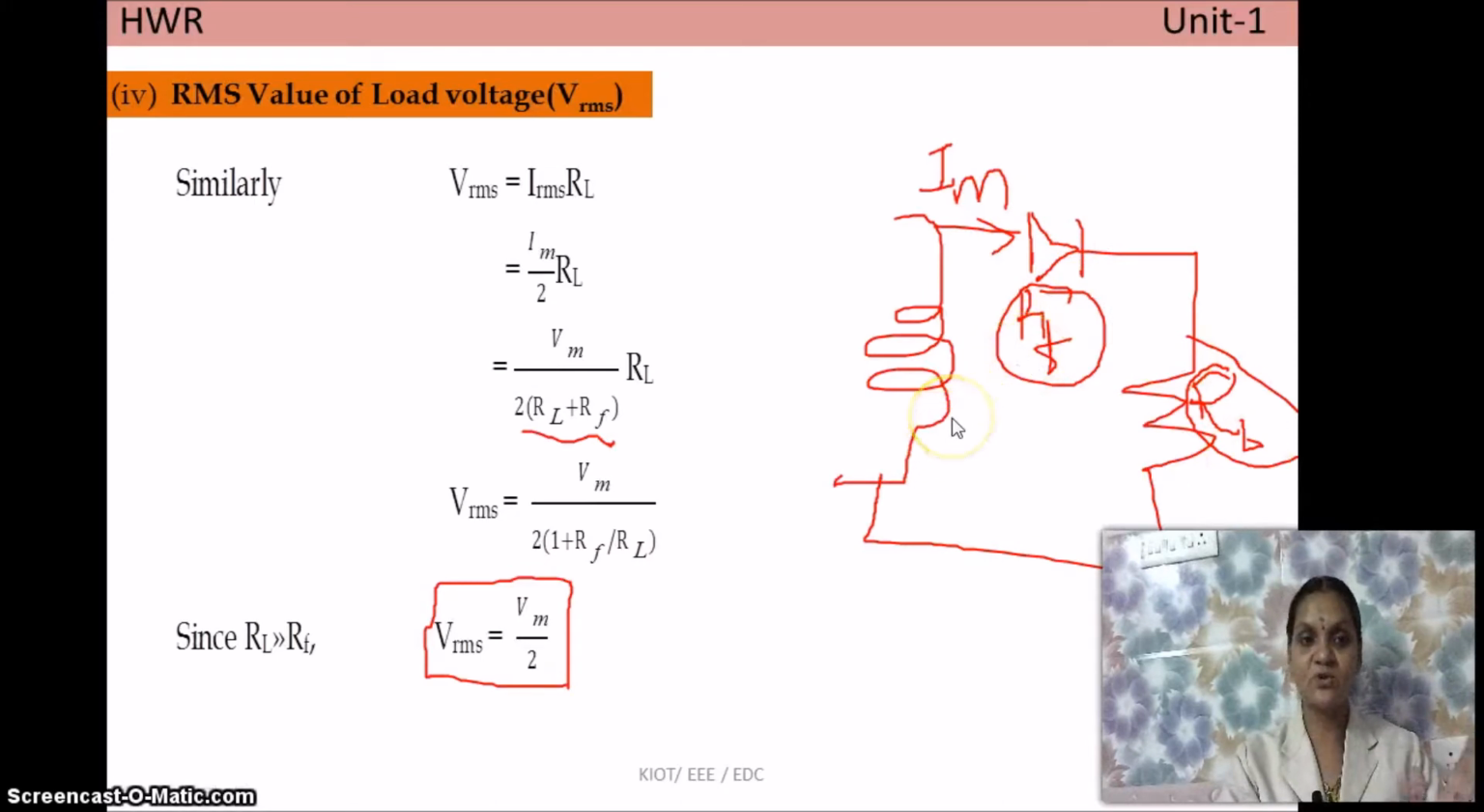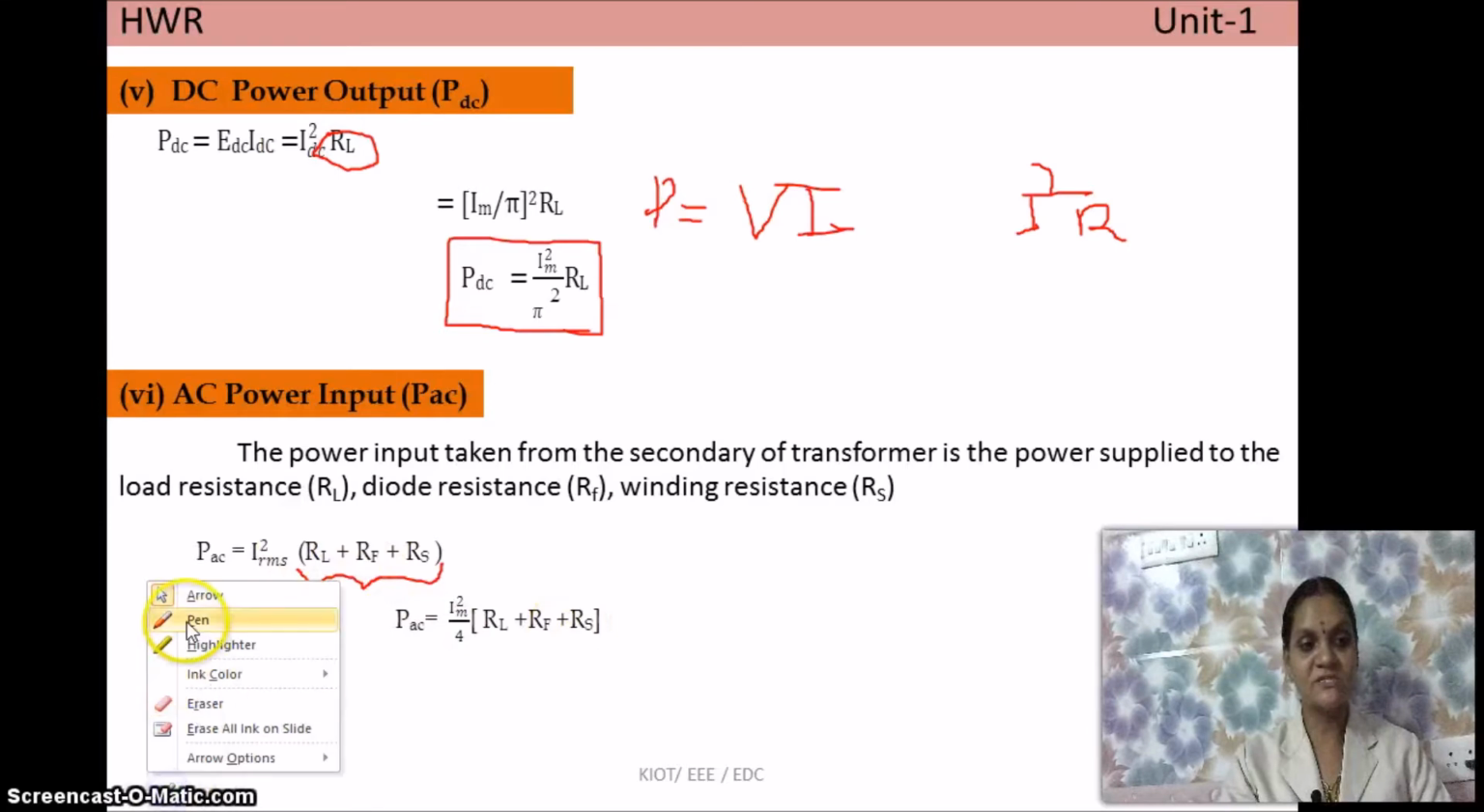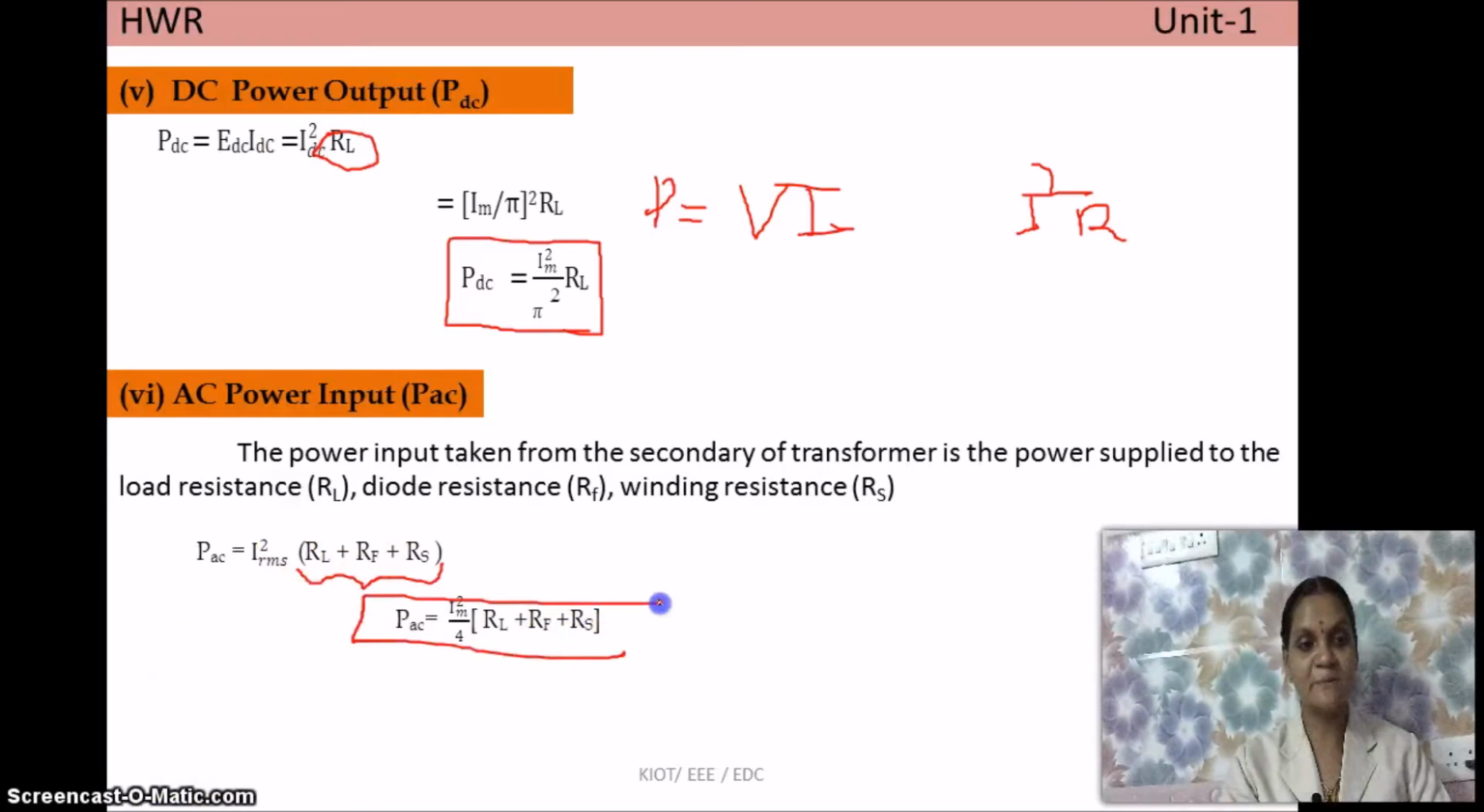So when you are considering the input side, three resistances are included. All three resistances we need to include: RL plus RF plus RS. All three resistances are in series. Load resistance, forward resistance of the diode, and RS is nothing but the secondary winding resistance of the transformer. When you substitute the value for IRMS, IRMS is Im by 2, so IRMS square is Im square by 4, and the same resistance is here. So this is the equation for AC power input in a half wave rectifier.